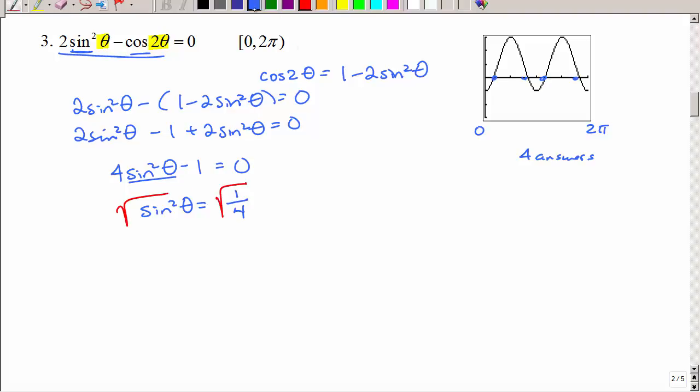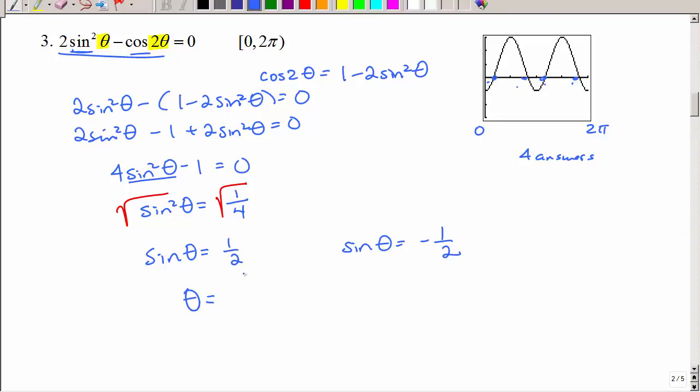Then we're going to take the square root of both sides, and I'm going to do it just like I've done in previous examples. I'm going to go ahead and split that plus or minus sign. So the square root of 1/4 is plus or minus 1/2. Those are nice easy answers. Those are from my unit circle. I should have those memorized. Sine is positive in 2 quadrants. It's negative in 2 quadrants, and that's why I'm going to have 4 answers.